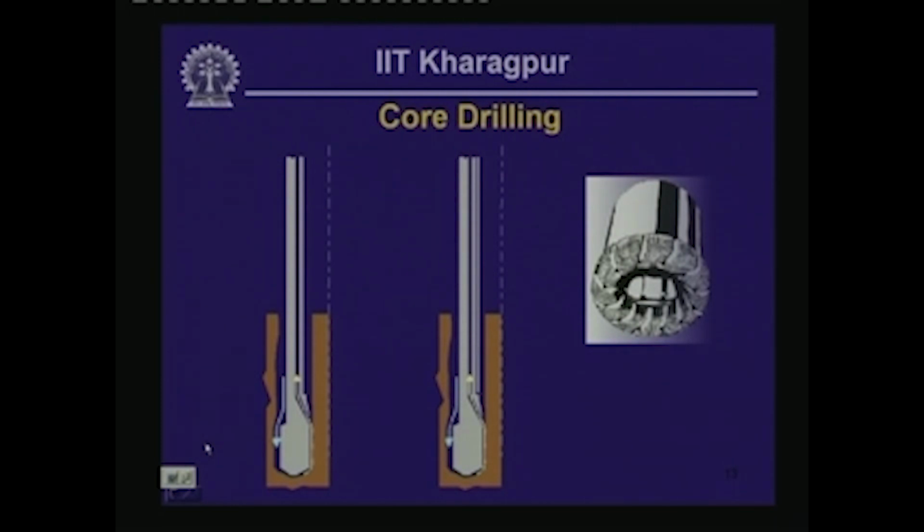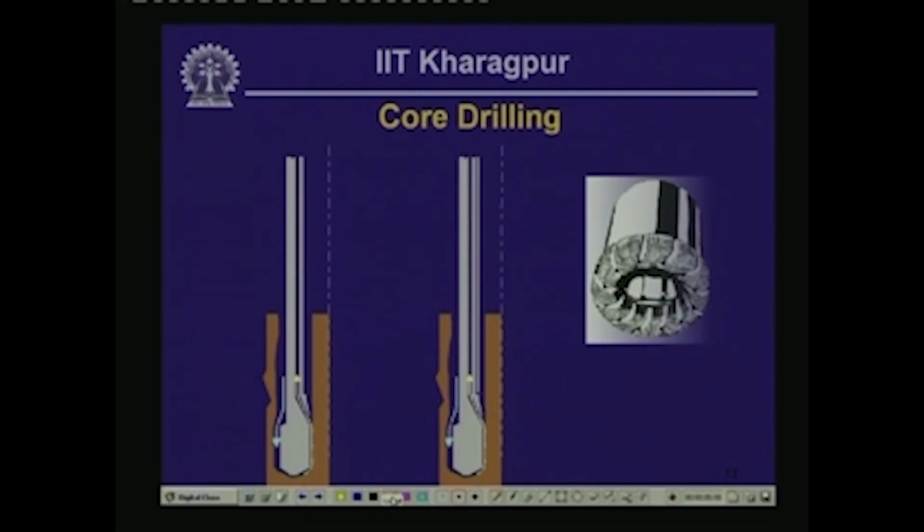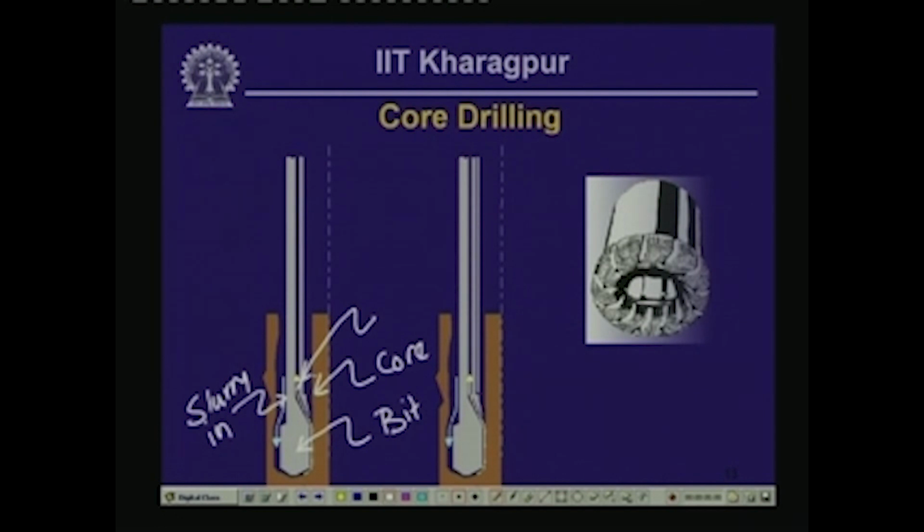Now, we look at the core drilling procedures in the sketches shown here. The one on the left is showing you a double tube core drilling. In this case, this is the rock core getting into the tube. So, this one is the core and this is the drill bit, and you can see here that the drilling slurry, this is the slurry in, and the yellow arrow there shows the slurry out.